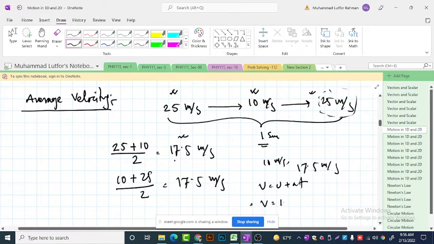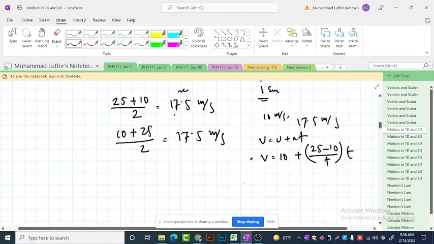V, if I let the initial speed be 10 plus a, I can find out 25 minus 10 divided by t is acceleration into time, so that t will be cancelled out. Then you can find out that v is 10 plus 15, which is going to be 25 meters per second, or whatever unit you use over there.